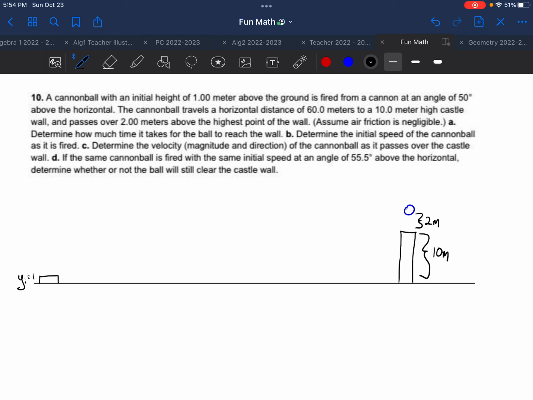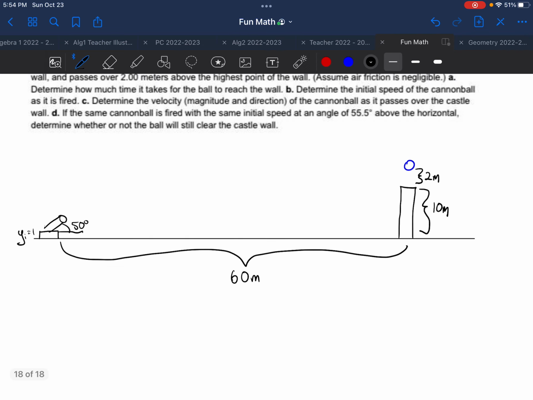Okay, we also know that when it shoots out of the cannon, there's my cannon. This angle right here is 50 degrees, at least at first, until the final part down here where we have 55.5 degrees. Am I missing any information? Oh yeah, and then it goes 60 in terms of the x distance. So I can say that this distance down here to the wall is 60 meters. All right, so how do we do this?